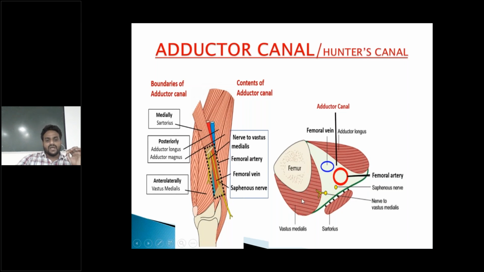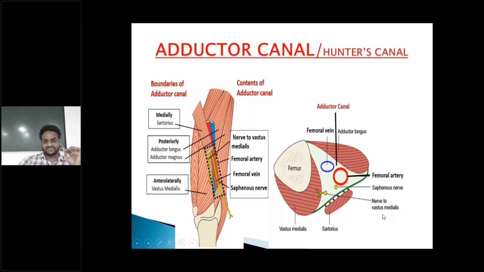Then boundaries. Anteriorly it is bounded by what muscle? Anterolaterally or anteriorly bounded by vastus medialis. Posteriorly bounded by what two muscles? Adductor longus and adductor magnus. Then next, medially or the roof is formed by which muscle? Sartorius and fibrous tissue. What is the plexus? Subsartorial plexus. Okay, very good. What are the four contents of the adductor canal? Femoral artery, femoral vein, saphenous nerve, nerve to vastus medialis.